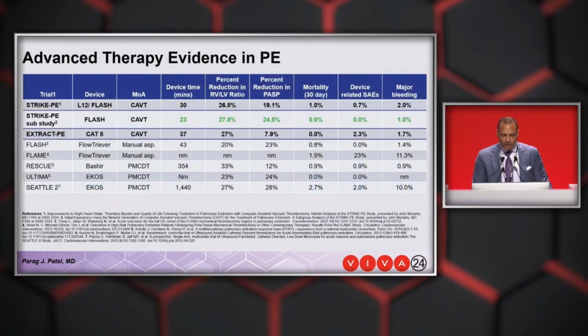And that's despite the fact that advanced therapy in PE has demonstrated beneficial effects, specifically with relation to reduction in RV-LV ratio, as well as reduction in pulmonary artery systolic pressures and overall improvement in mortality. Additionally, newer generation devices and techniques have improved the efficiency of treatment, reducing blood loss, shortening treatment time, and reducing complication rates.